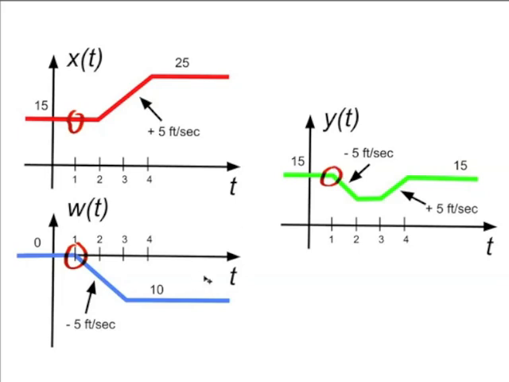We'll now go to 2 seconds and do the computation again. So at 2 seconds, the value of x is 15. The value of w is minus 5. And so the value of y is 10.